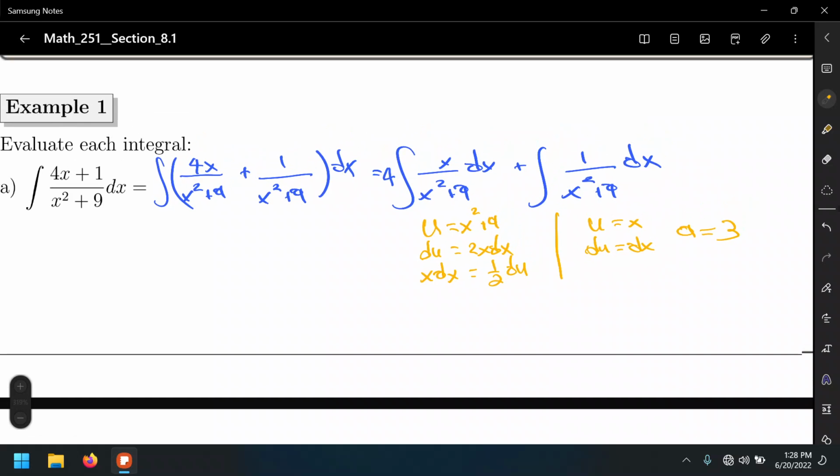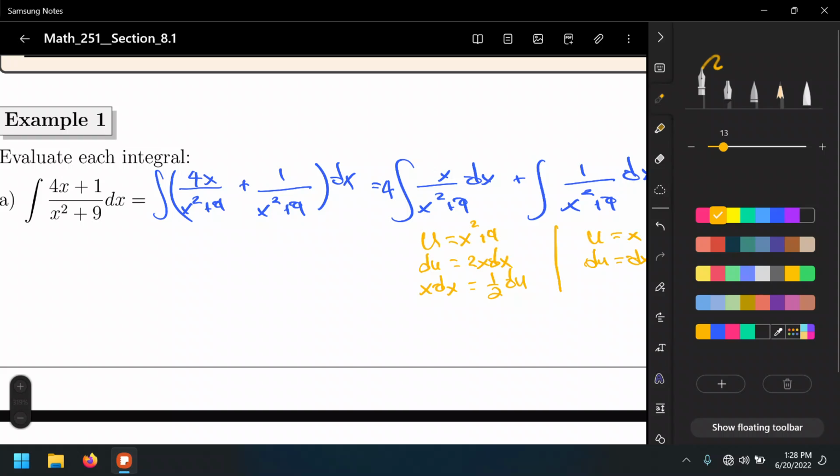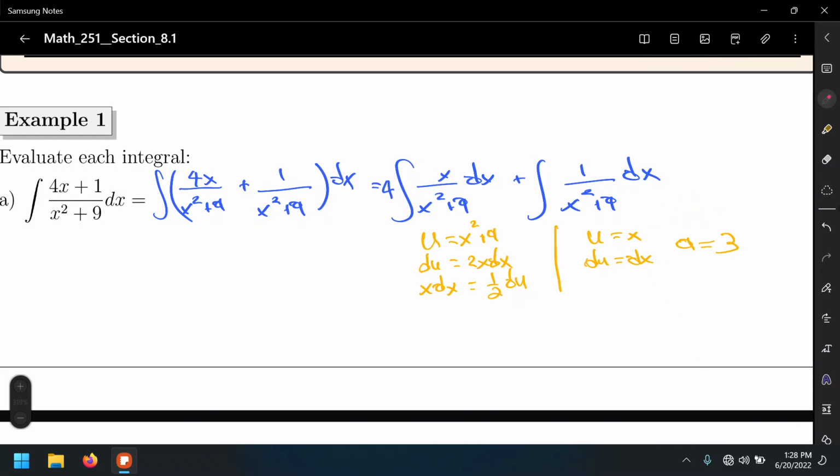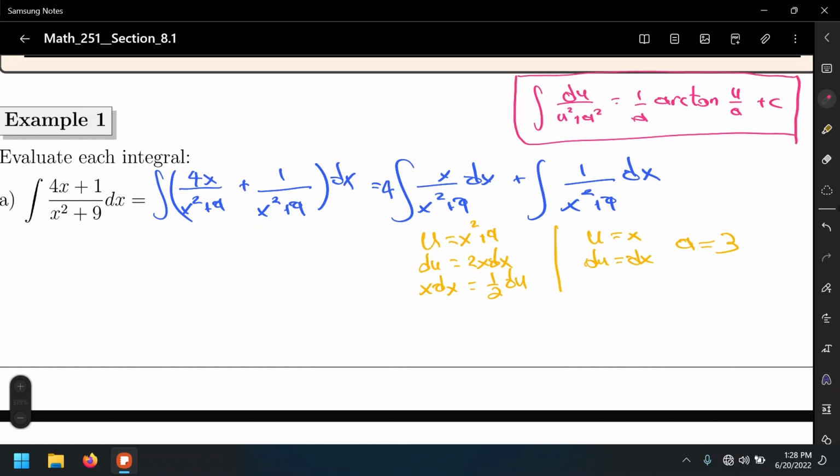All right. So in this case, we're going to need a couple of formulas. Let me write that down at the top. That's the integral of du over u squared plus a squared, that's 1 over a arctan of u over a plus c. So that's one of the formulas that we will require. All right, the arctan rule. So in this case, our a is the number 3 and our u is simply x.